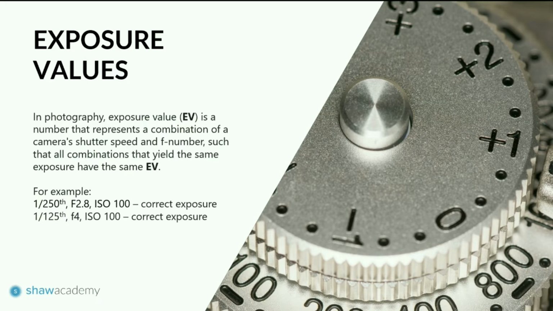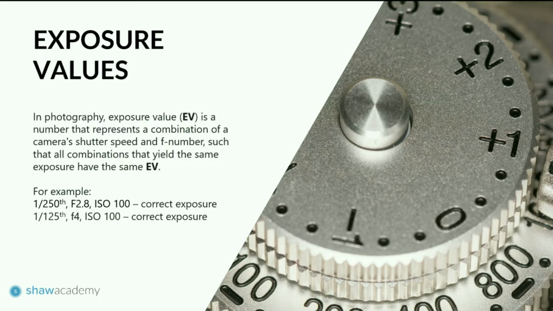But I decide I want to add a little bit more depth of field to the scene, so I decide to change my aperture to f4. But to compensate for that, to make sure I still get the correct exposure, I need to open the shutter for a little bit longer. So I need to open it now to balance that out to still get the correct exposure. Both settings will give me this correct exposure.